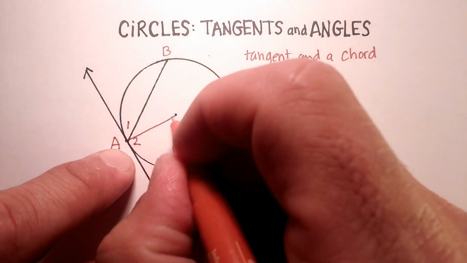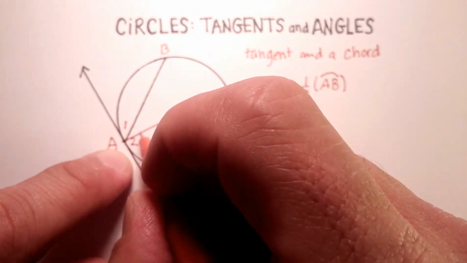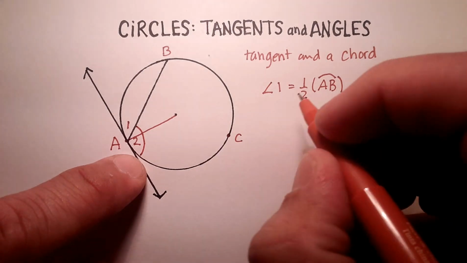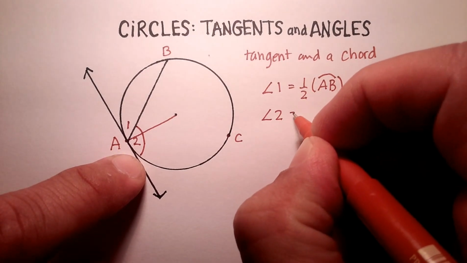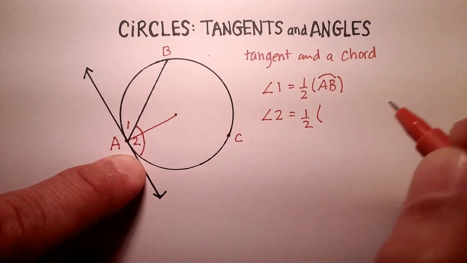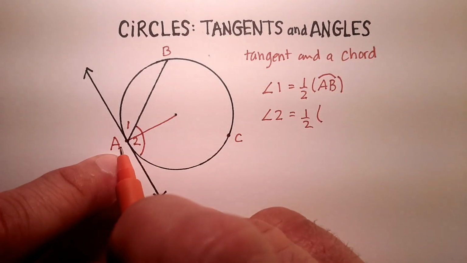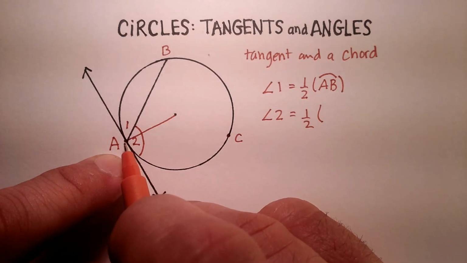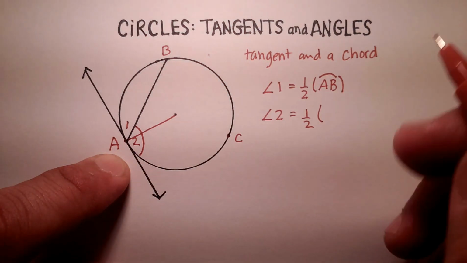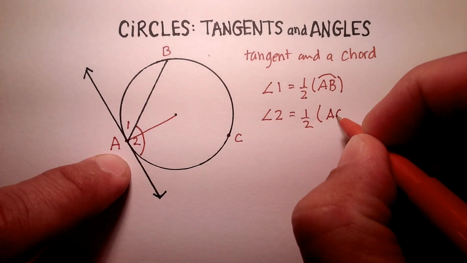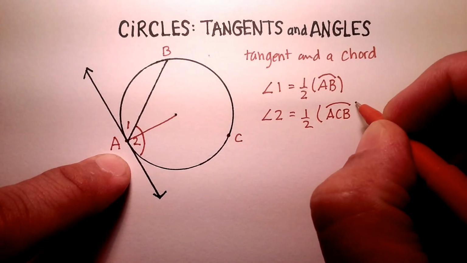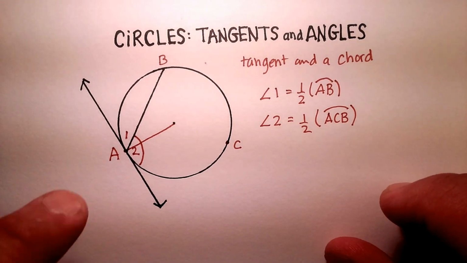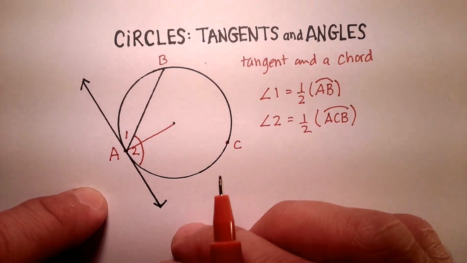Angle 2, let's assume that is gone. Okay, that radius is gone. Angle 2, which would be this angle right here, would be equal to 1/2 the intercepted arc. And in this case, the intercepted arc, remember when it's a major arc, has to have 3 designations. So it would be A, C, B.